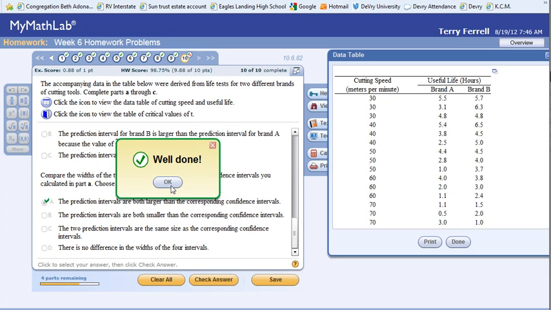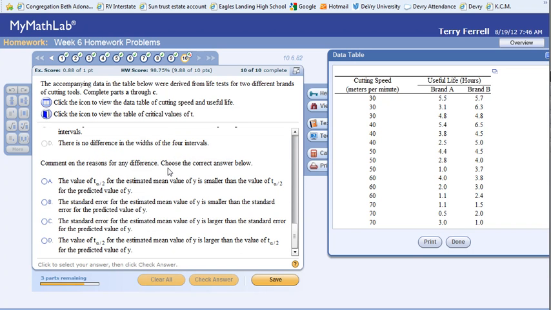Here it says comment on the reason. The reason is again that the standard error is larger for the prediction interval than it is for the confidence interval. So we have to look and see which one that is. I believe it's this one: the standard error for the estimated mean value is smaller. No, wrong. The standard error for the estimated mean value of y is larger than the standard error for the predicted value. No, it's actually this one, because B is showing that the predicted value is larger.